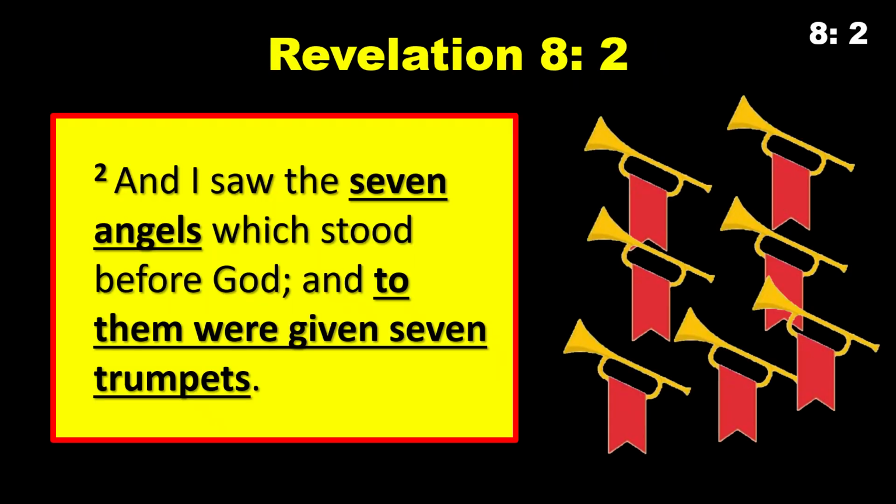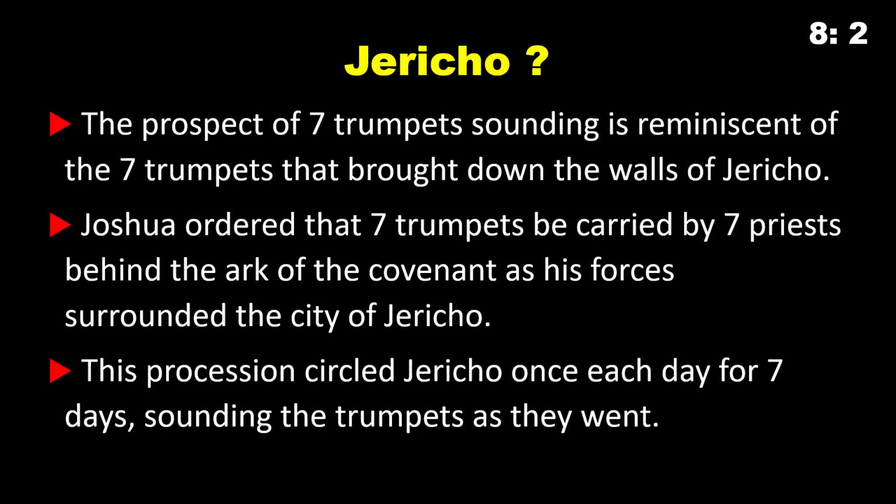Verse 2, quote, "And I saw the 7 angels which stood before God, and to them were given 7 trumpets." End quote. The prospect of 7 trumpets sounding is reminiscent of the 7 trumpets that brought down the walls of Jericho. Joshua ordered that 7 trumpets be carried by 7 priests behind the Ark of the Covenant as his forces surrounded the city of Jericho. This procession circled Jericho once each day for 7 days, sounding the trumpets as they went.